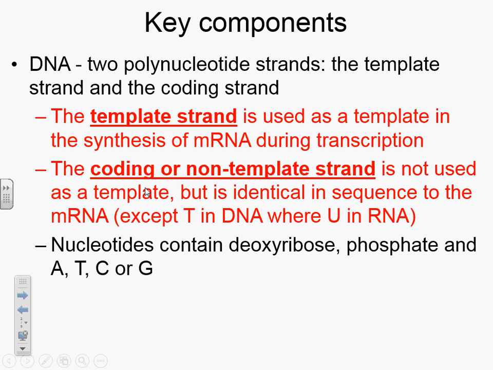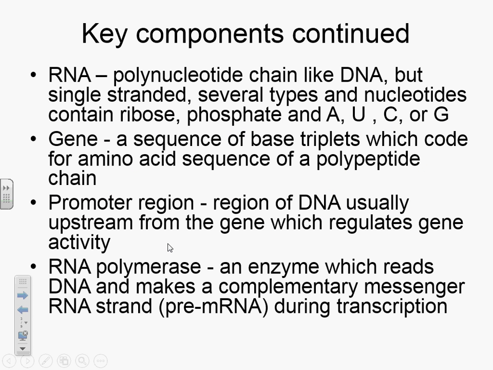So you've got an outline there of the DNA, the two strands, template and non-template, the nucleotides that you find in DNA, then a little overview of RNA, but we've had all this in the nucleic acids session anyway, so that's not a problem. A gene that we've now just looked at: a sequence of base triplets that code for the amino acid sequence of a polypeptide.